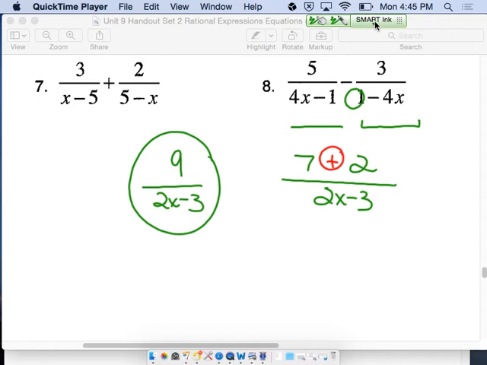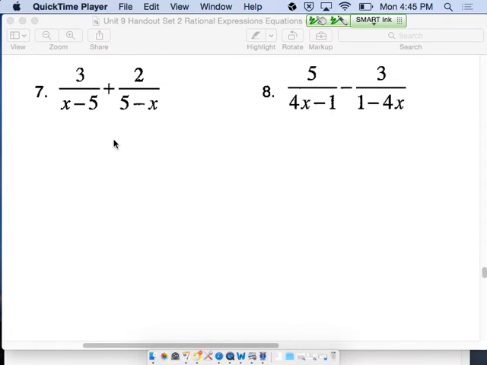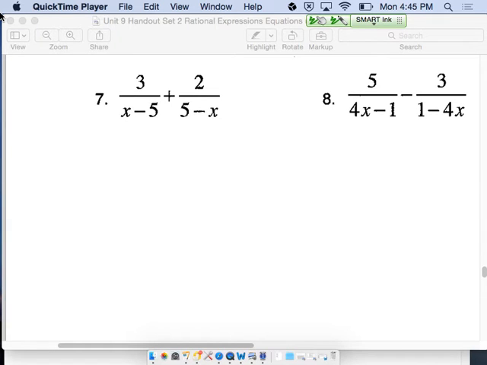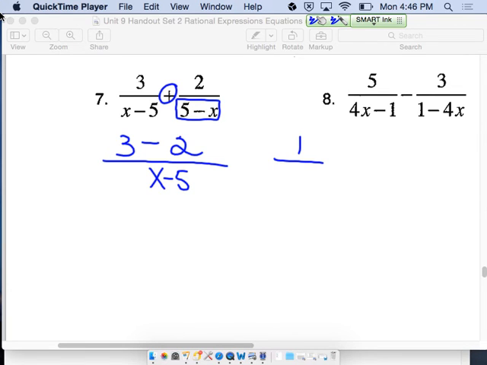And let's look at one more just to show you how fast it goes. Something like number 7. My denominators are differing by that -1 factor again, so I could just say that my LCD is going to be x minus 5, and I've got 3. The original expression is requiring addition, but by introducing that additional -1 sign in order to give a common denominator, it's really going to end up being 3 minus 2 instead of 3 plus 2, and that would simplify down to 1 over x minus 5.